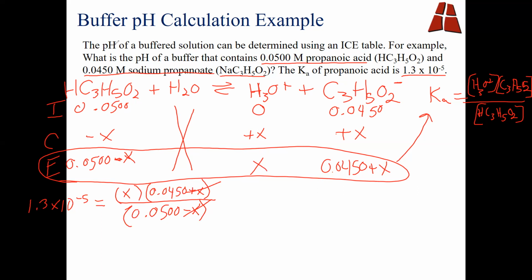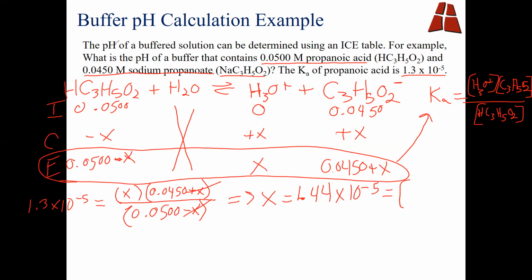And so that means that if we just multiply each side by 0.05 and divide each side by 0.045, we should be able to solve for x. So when we do that, I got x is equal to 1.44 times 10 to the negative fifth.